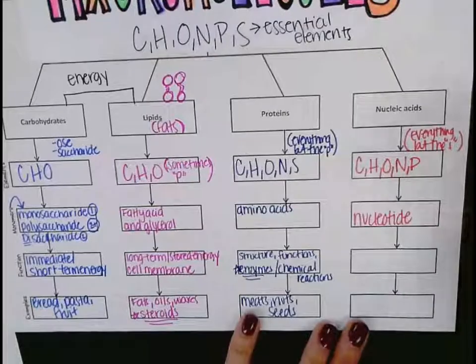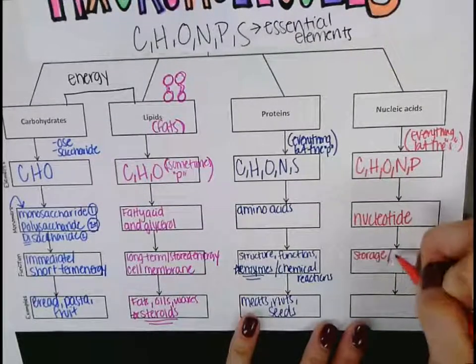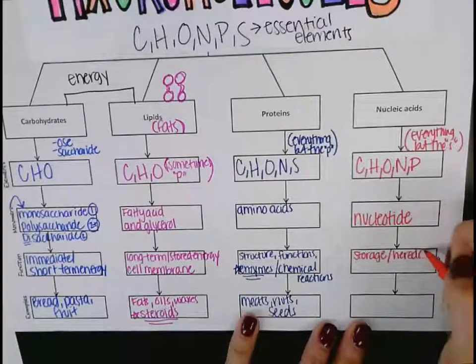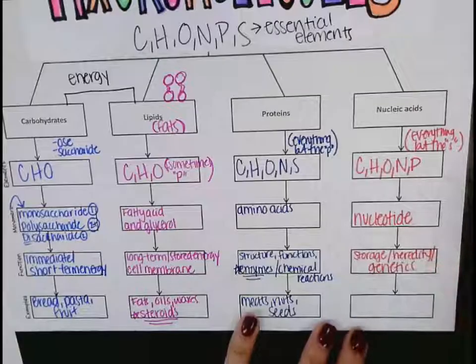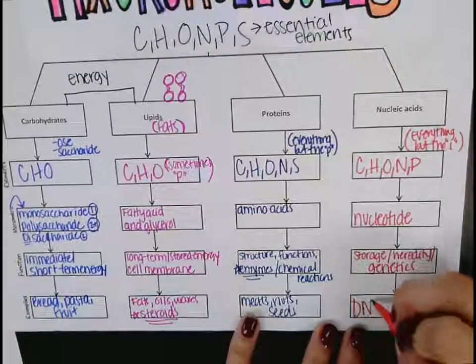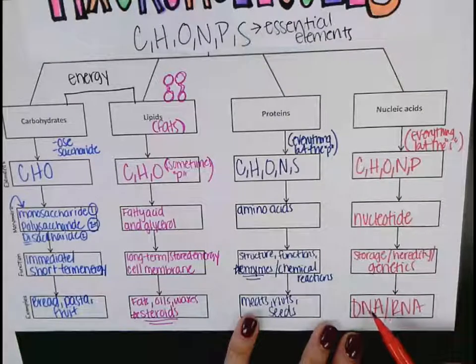And what is the purpose of these? It's for storage of DNA and RNA, heredity, and genetics. So it's what's going to be passed down, okay? And examples are DNA and RNA. DNA stands for deoxyribonucleic acid, RNA, ribonucleic acid.